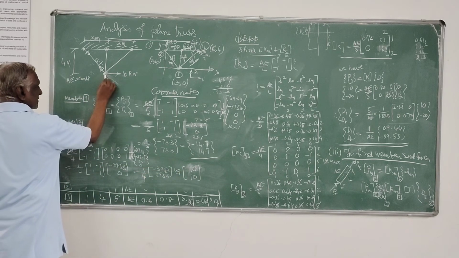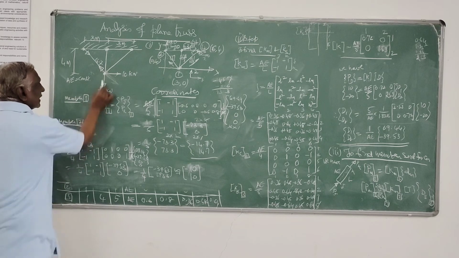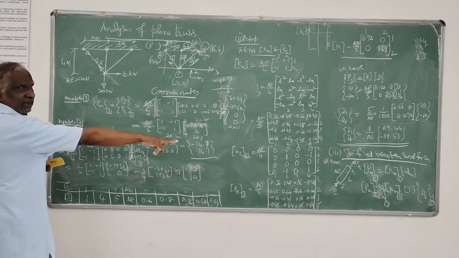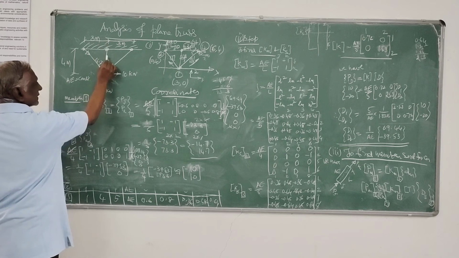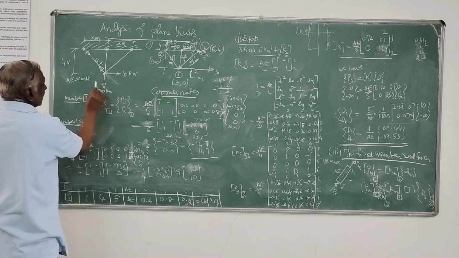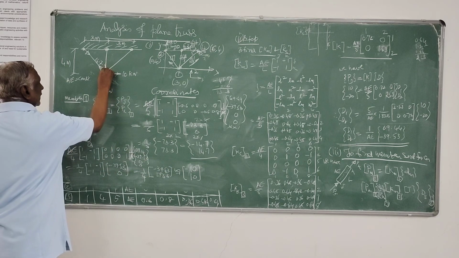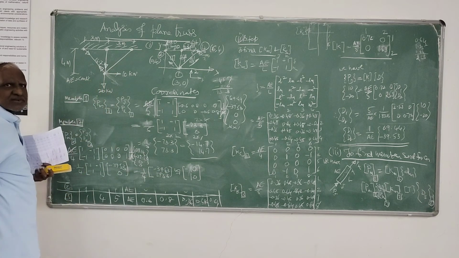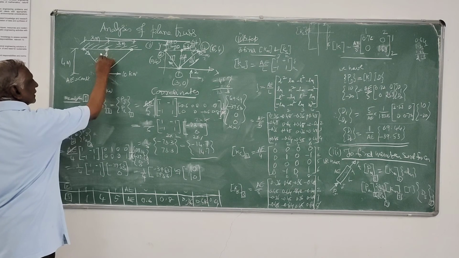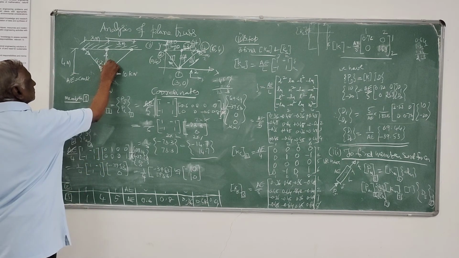So minus 10 means the direction is here. You see that direction I have drawn. This is the direction we have marked as positive. So that is minus I am getting. So this should be reversed. So here also should be reversed. 10.